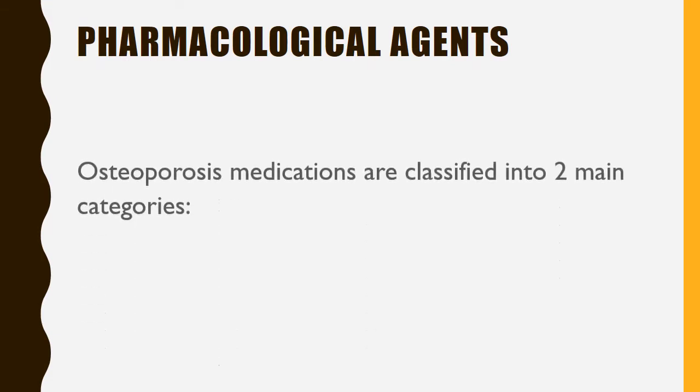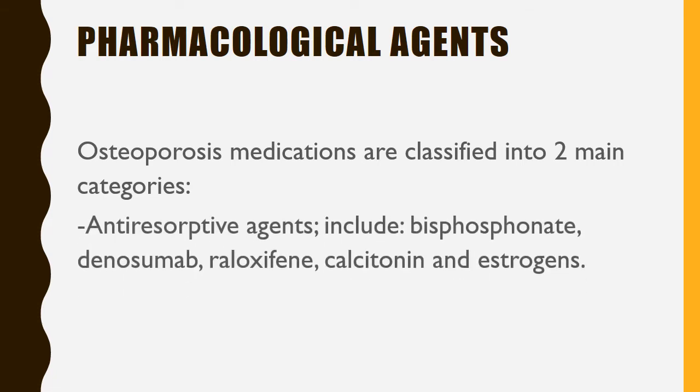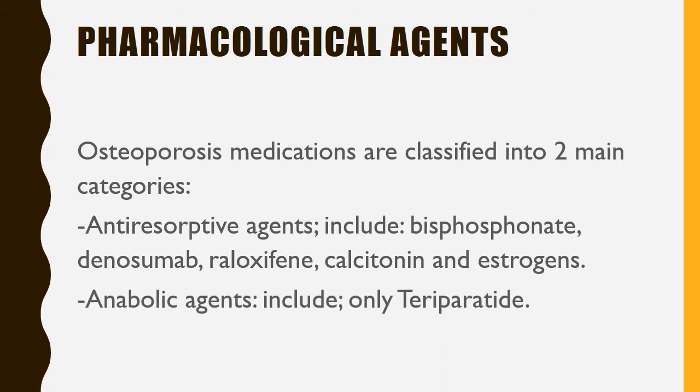Osteoporosis medications are classified into two main categories. Anti-resorptive agents include bisphosphonate, denosumab, raloxifene, calcitonin, and estrogens. Anabolic agents: only teriparatide. So all the pharmacological agents used for treatment of osteoporosis are anti-resorptive. The only anabolic agent is teriparatide.